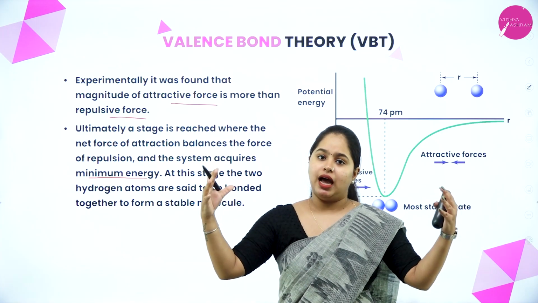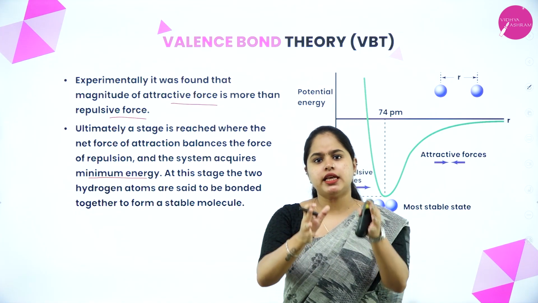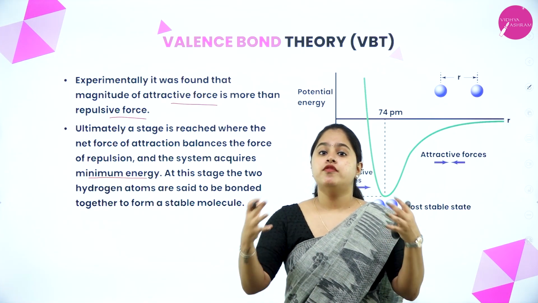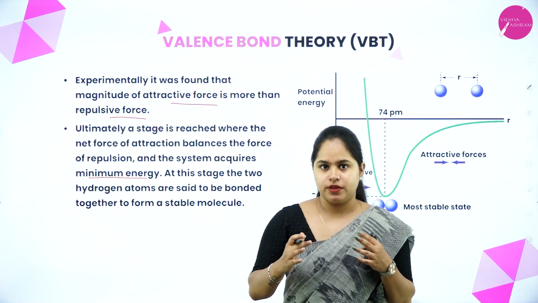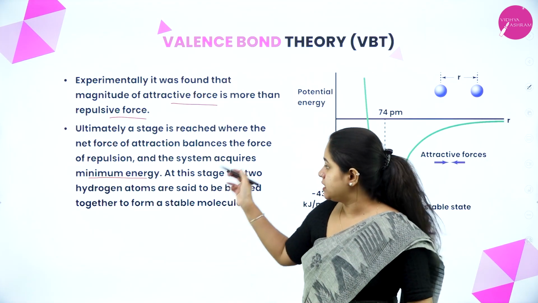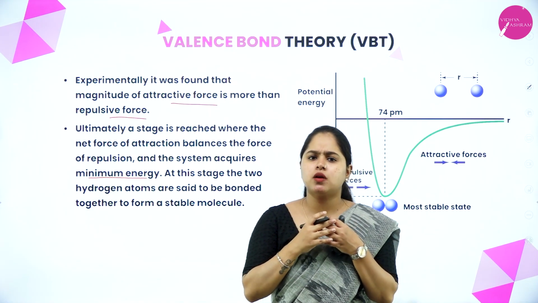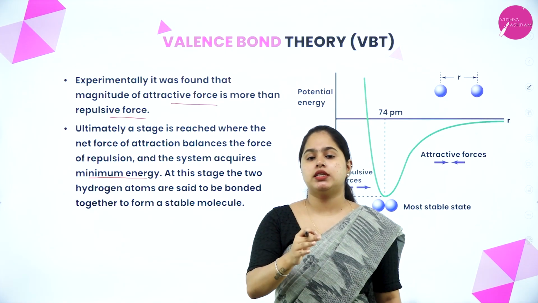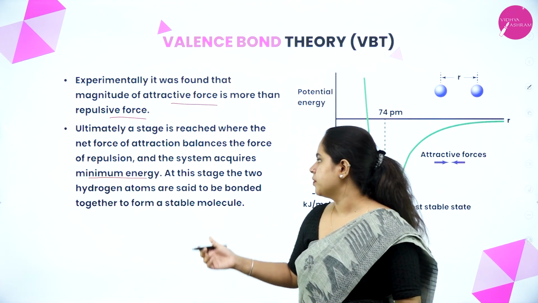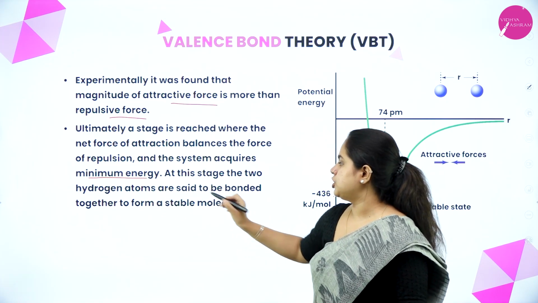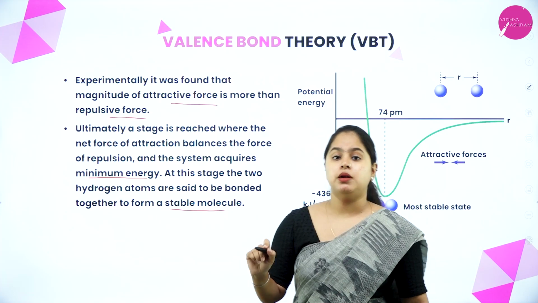So what happens? The atoms keep on coming closer and closer to each other, and finally at a point the force of attraction and the force of repulsion become equal. At this stage, the system acquires minimum energy. Right? If the system is acquiring minimum energy, that means now it is highly stable. Minimum energy means maximum stability, right? At this stage, the two hydrogen atoms are said to be bonded together to form a stable molecule.